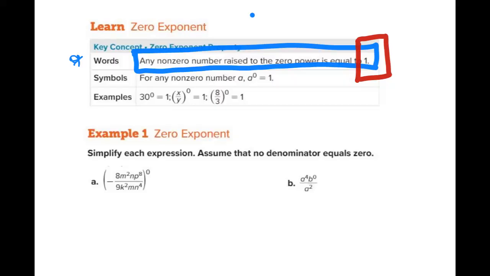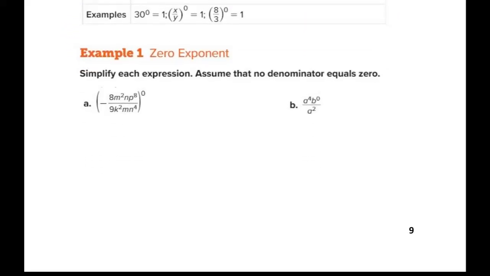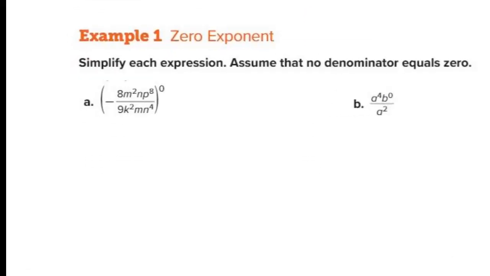30 to the 0 power is 1. X divided by y, all in parentheses, to the 0 power is 1. 8/3 to the 0 power is 1. So let's take a look at our two examples.